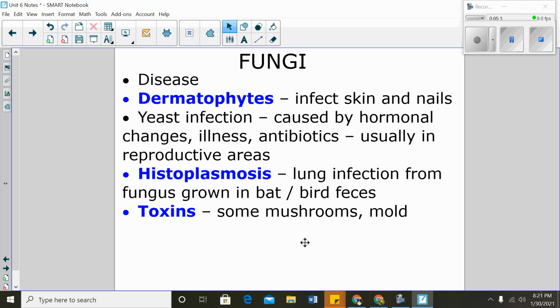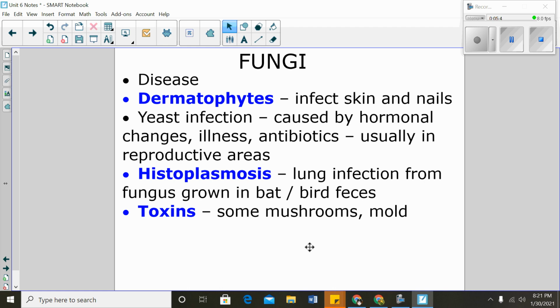In terms of disease, you have dermatophytes, which infect skin and nails. So there's like an ugly toenail fungus. You saw the ringworm. You saw the athlete's foot. We have what's called a yeast infection, which is caused by hormonal changes, illness, or antibiotics, usually in the reproductive areas. Histoplasmosis is a lung infection from the fungus grown in bat and bird feces.